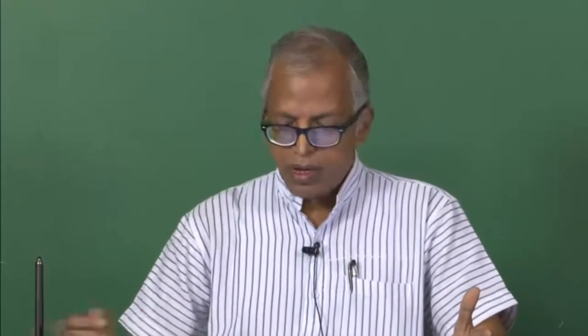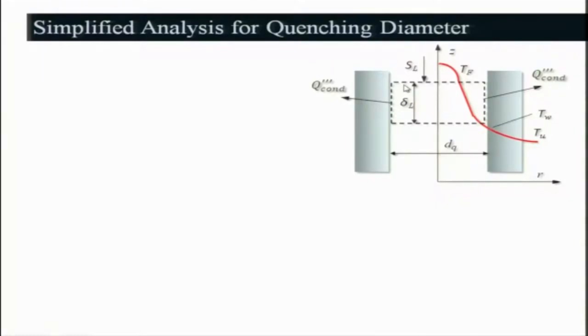Now we will be looking at a very simplified analysis to determine the quenching diameter, or rather we will be relating the laminar burning velocity with the quenching diameter. So, we always talk about a quenching distance where the flame is entering into a tube. These are the walls, if you look, this is the wall of the tube.